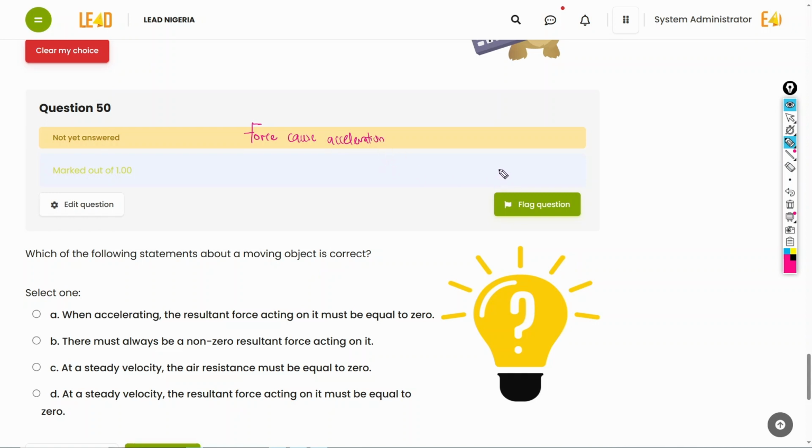So if something is moving at a constant speed, then there is no net force acting on it. C, at steady velocity, air resistance must be equal to 0. No, that's wrong. At steady velocity, the resultant force acting on it must be equal to 0. That's true, because force causes an acceleration. So if there is no acceleration, if it's moving at a steady speed, then the resultant force acting on it must be equal to 0. That's option D.